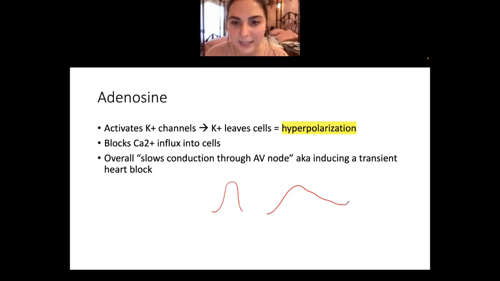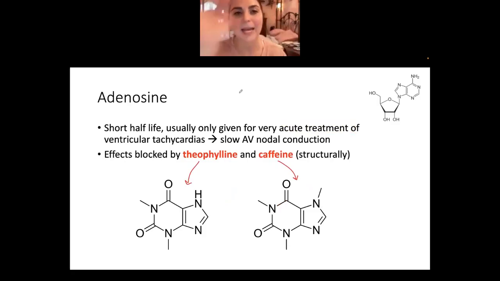The whole point of adenosine is trying to induce a transient heart block, which hopefully makes sense. If I have an arrhythmia, it's going super, super fast. I'm trying to basically induce a first degree heart block to slow it down through the AV node. Again, trying to slow it down so I extend the effective refractory period and I can't re-excite that tissue.